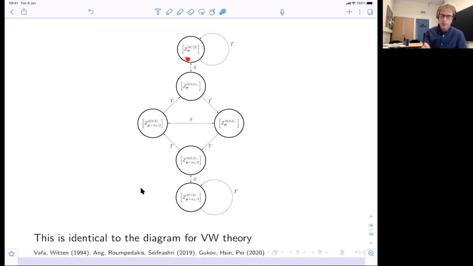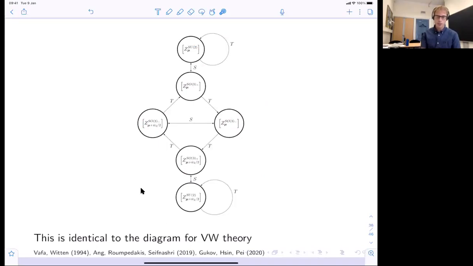The SU2 theory is mapped to itself under T transformations. Under S, it will go to SO3 plus. Then if you do a T transformation, we go to SO3 minus, another T, SO3 plus, SO3 minus, and back to SO3 plus. The fluxes differ by this second Stiefel-Whitney class divided by two. So in particular, if we are on a spin manifold, then this SO3 minus is identical to this SO3 minus, and the diagram collapses to just three nodes rather than six nodes. But on a non-spin manifold, you get this diagram with six nodes.